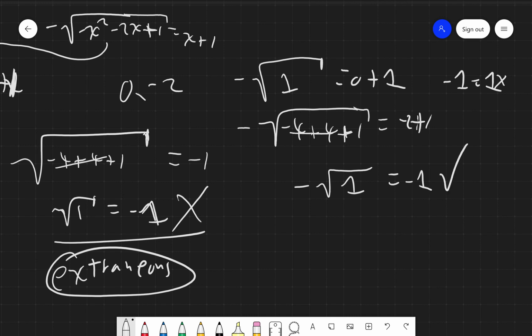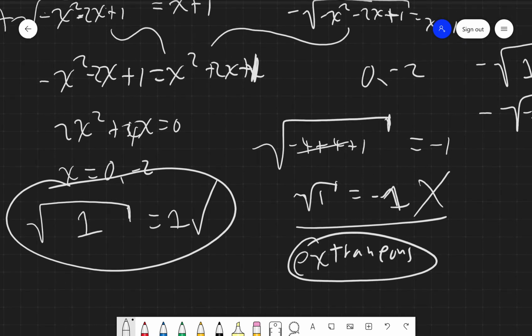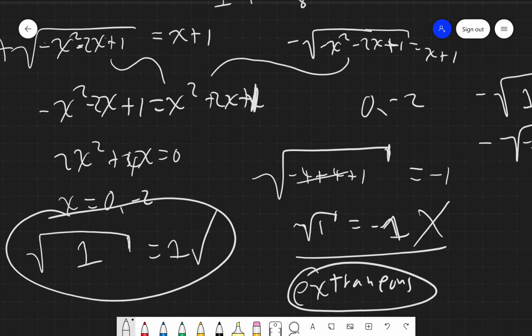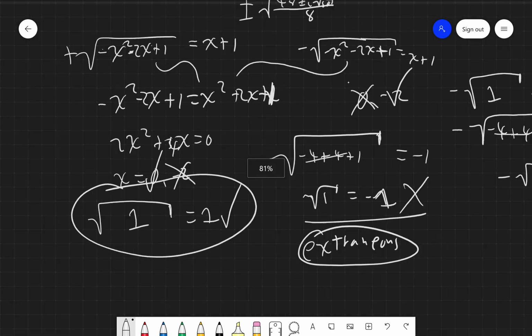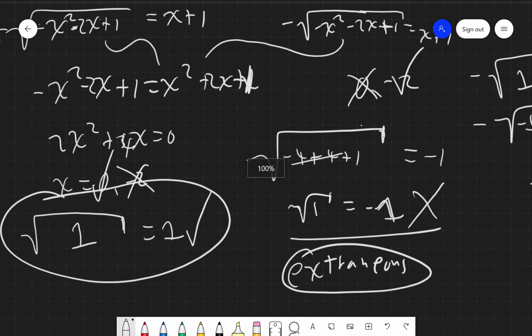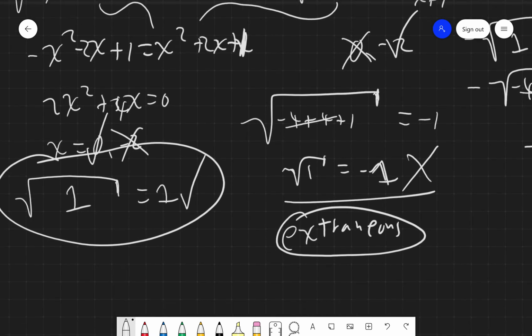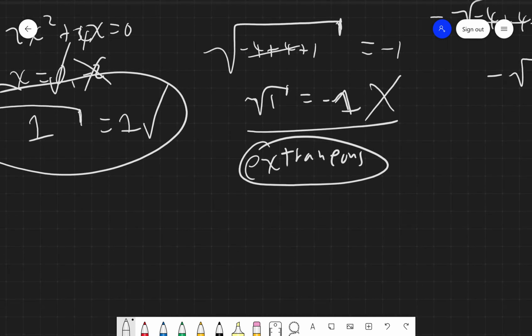So what happened here? Notice that with the positive square root, we eliminated this one and we got the first one. And with the negative, we eliminated the first one and got the second one. That's just the logic behind it. If you square this one and you square this one, you get the same thing. That's why you need to be careful with these things, and that's why there's a whole video on it. So basically, just be careful.